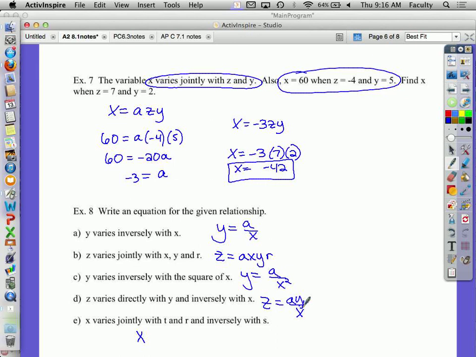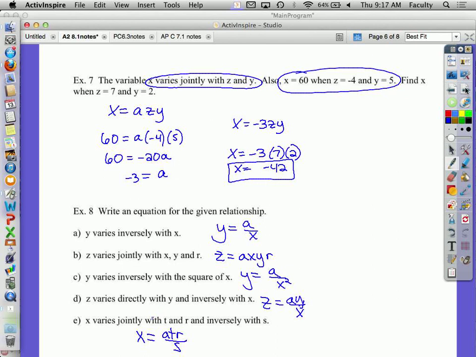Okay, yes. Z equals AY over X. That should not have been a Z. All right, sorry. All right, now Alex, does it make more sense? Do you want to try this one? Okay. Eddie, you want to try it? X equals ATR over S. Yes. See, the word jointly means it's direct, and inverse means it's in the denominator.